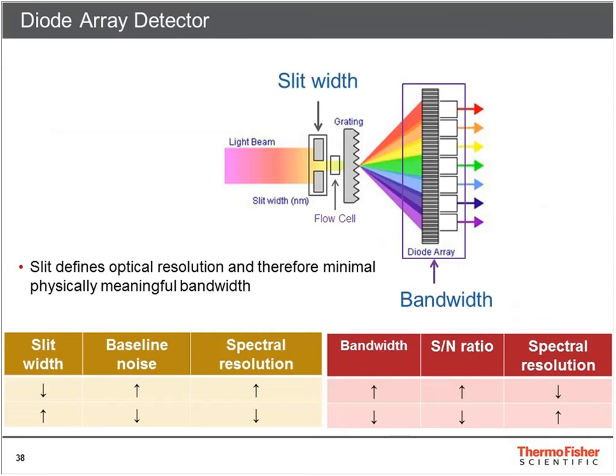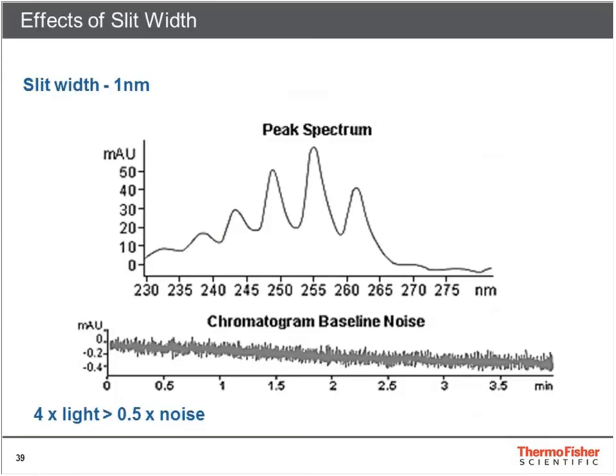When you decrease the slit width, the baseline noise and the spectral resolution will increase. If you increase the bandwidth, the signal-to-noise ratio will increase and the spectral resolution will decrease. With a slit width of 1 nanometer, we get peak spectra with high resolution but quite a lot of baseline noise. This setting is useful when you want to make spectral libraries.